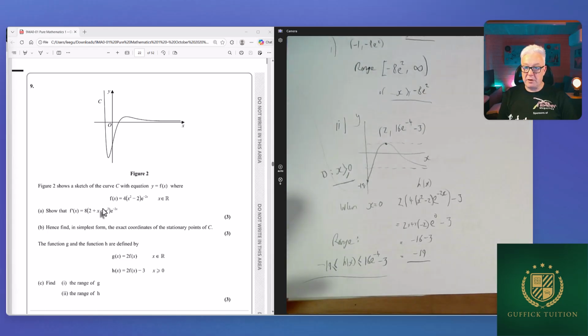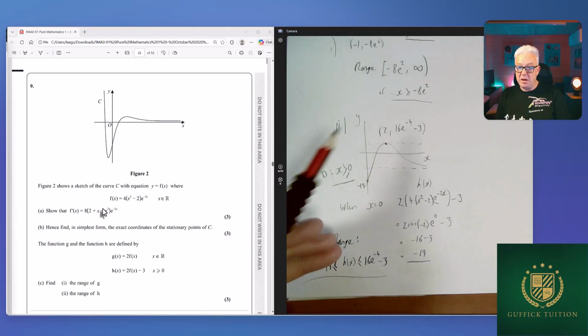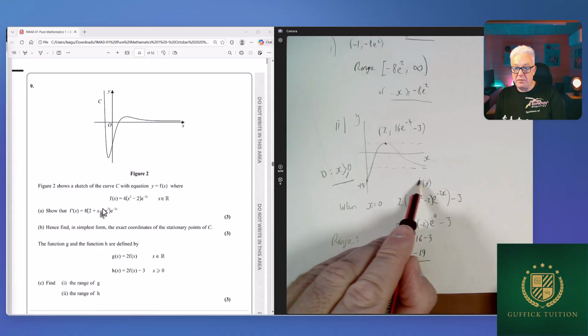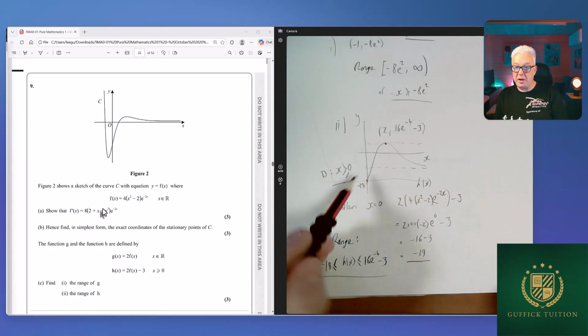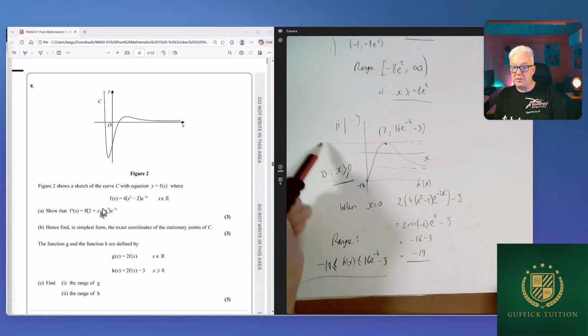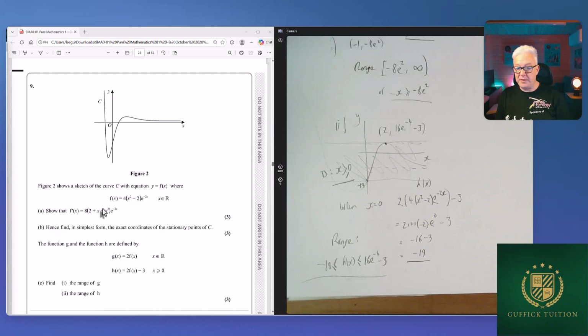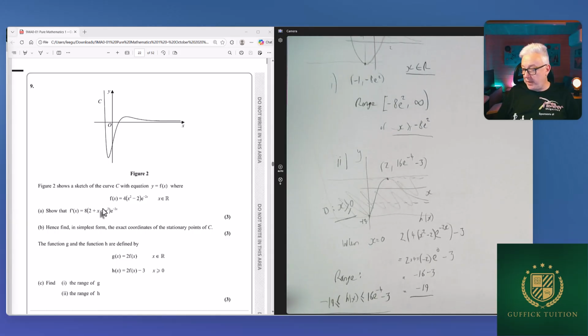So that means that our range of values for this particular question are that h of x is less than 16e to the minus 4 minus 3, this point here, but it must be greater than or equal to minus 19, because the range of values is going to be in this interval here. So that would be our answer: less than 16e to the minus 4 minus 3, but greater than or equal to minus 19. A lot going on in that question, and from my past experience, I know that students do find that quite tricky. Okay, I hope you found that useful.